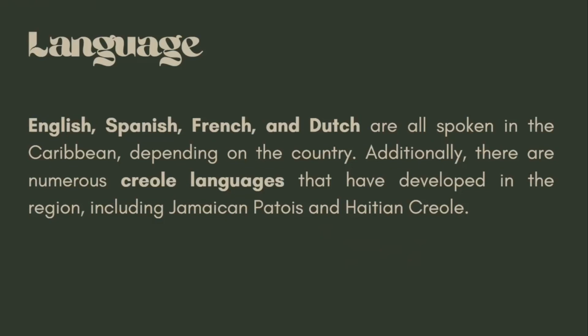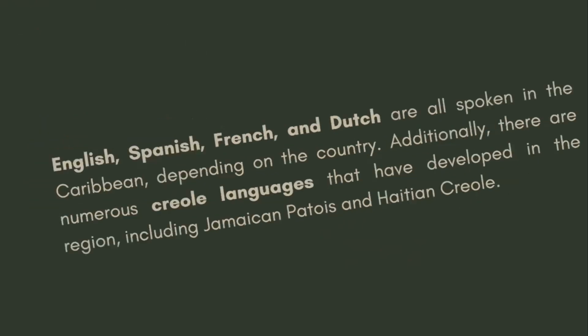Now, in addition to these official languages, there are numerous Creole languages that have developed in the Caribbean. Creole languages are typically based on a mixture of European languages such as English, Spanish, French, and Dutch, and African languages. And they have evolved over time through contact between different communities. Examples of Creole languages in the Caribbean include Jamaican, Haitian Creole, and Antillean Creole.